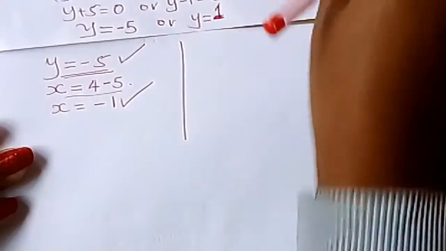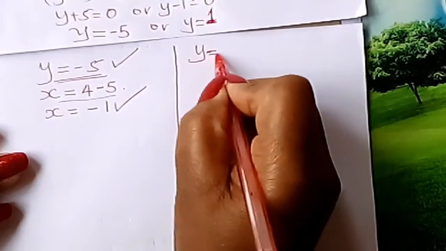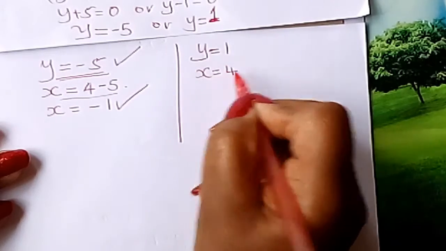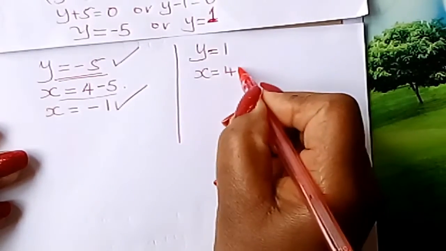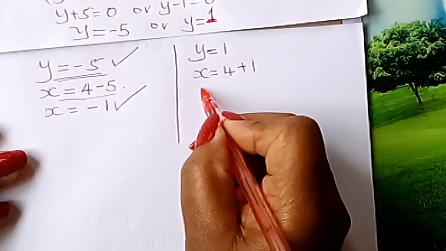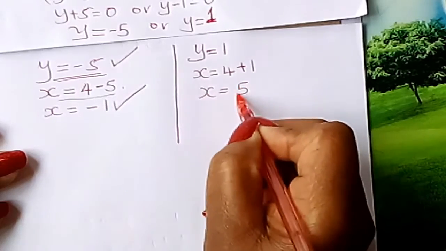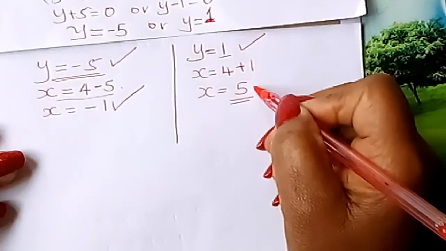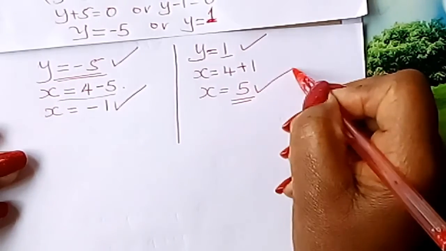You do the same to this other one here. When y is 1, your x will be 4 plus y. So 4 plus 1, which is 5. And therefore, this is your answer. So when y is 1, x is 5.